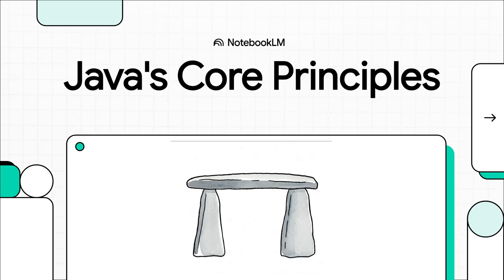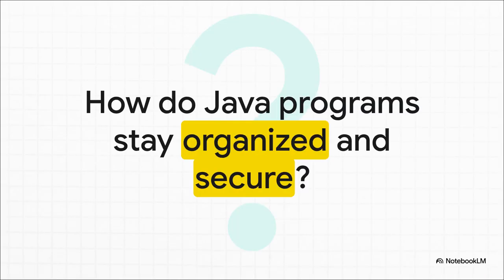Welcome to the Explainer. Today we're going to tackle three principles that are pretty much the bedrock of the entire Java programming language. Have you ever wondered how massive Java applications, the ones with millions of lines of code, don't just collapse into a chaotic mess? How do they stay organized, reusable, and secure?